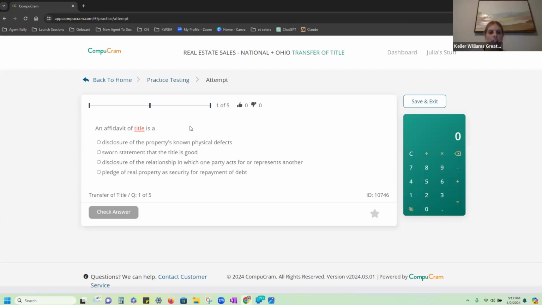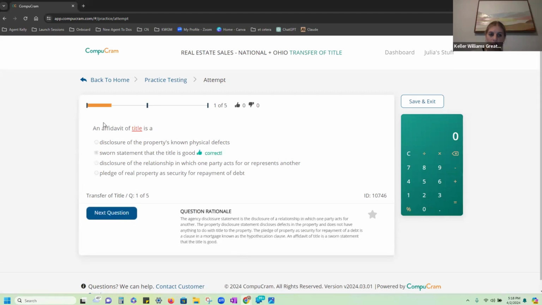Okay. An affidavit of title is A, disclosure of property's known physical defect, B, sworn statement that the title is good, C, disclosure of the relationship in which one party acts for or represents another, D, pledge of real property as security for repayment of debt. So an affidavit of title is a what? And title is actual lawful ownership of real property. This is not a document, but rather a concept or theory dealing with ownership. All right, we have B, and B is correct. So an affidavit of title is a sworn statement that the title is good. Good job.